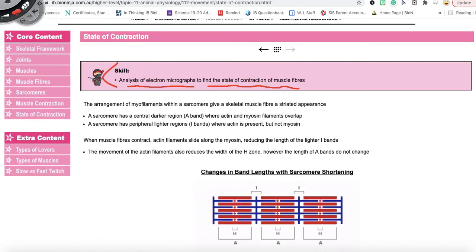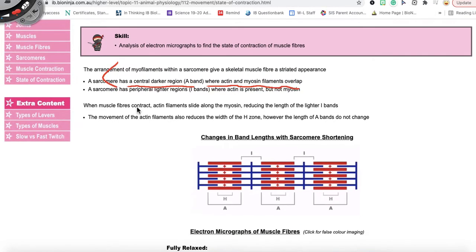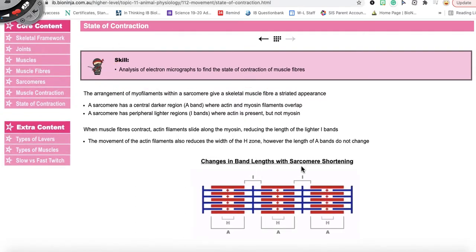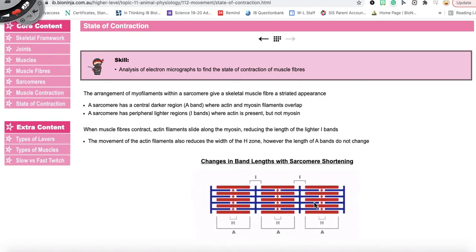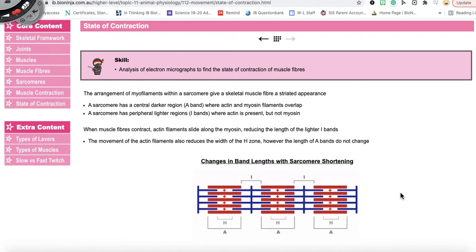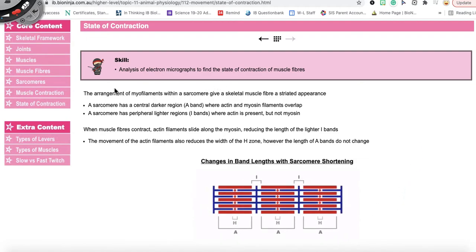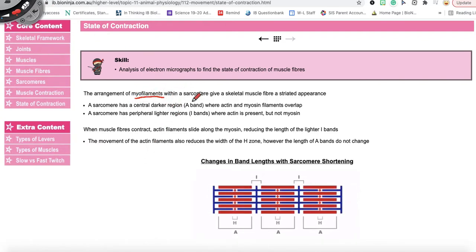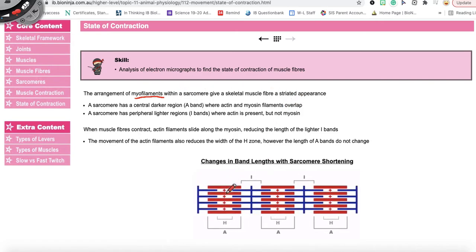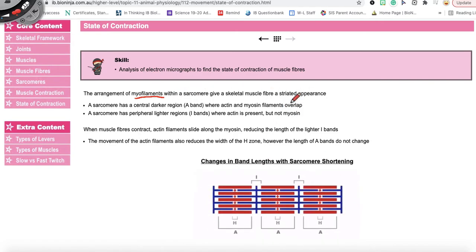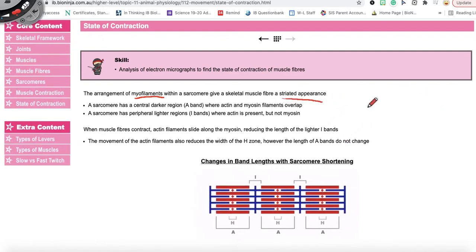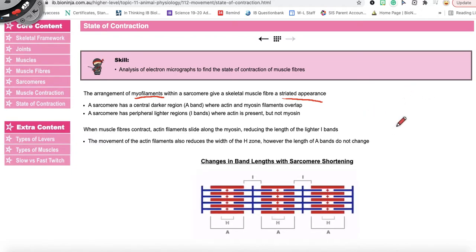So this is an excellent animation showing you the changes in band lengths within the sarcomere. Here you see 3 different sarcomeres. Notice how the arrangement of the myofilaments, which is the actin and myosin, gives the whole muscle fiber a striated appearance. That's why when you look at muscle under the microscope, it looks like it has lines or striations.